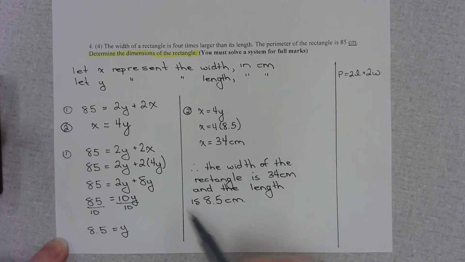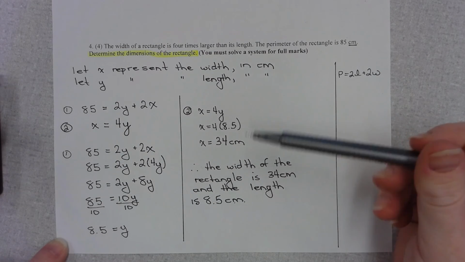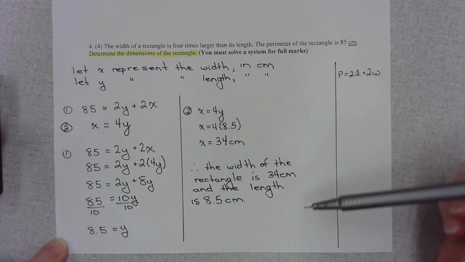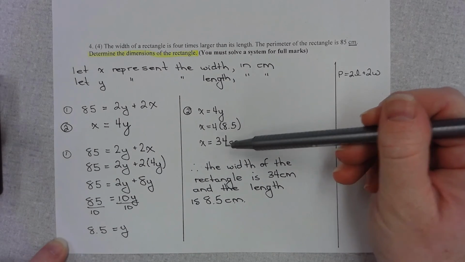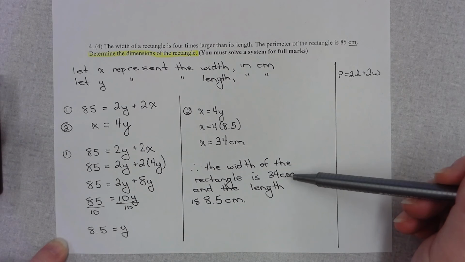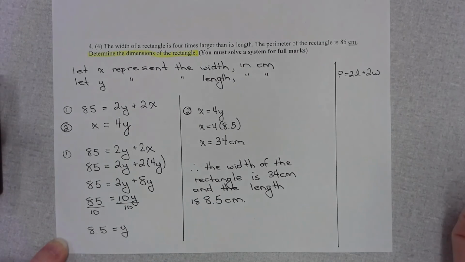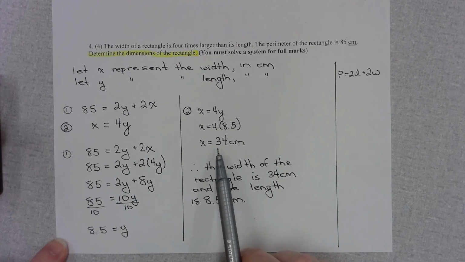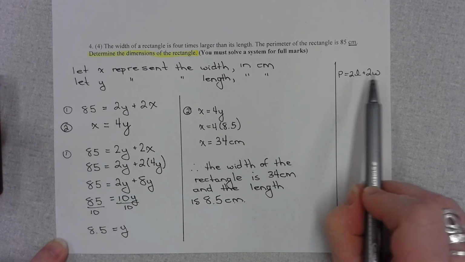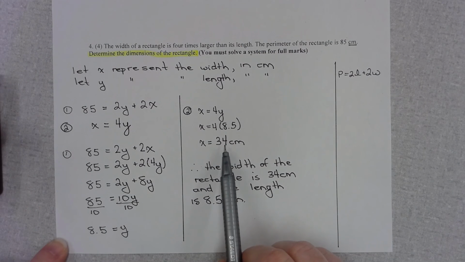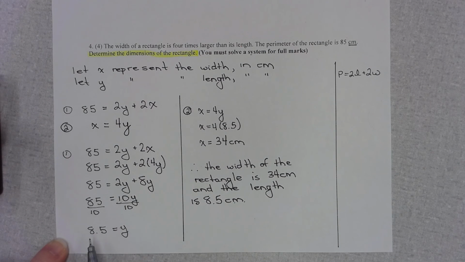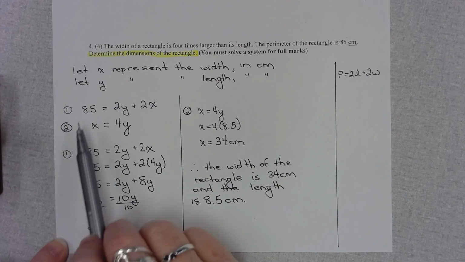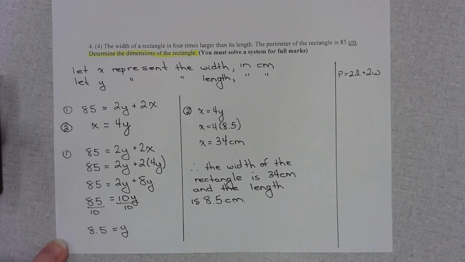Don't forget your units, your concluding statements, and most importantly, your let statements. Because once you've got your let statements, it's really easy to answer the question. You look, x is 34, that's the width, and the length is 8.5. Then you can quickly check it. You know the perimeter is 2 lengths plus 2 widths, so 34 times 2 is 68, 8.5 times 2 is 17, and 68 plus 17 is 85. So it works.